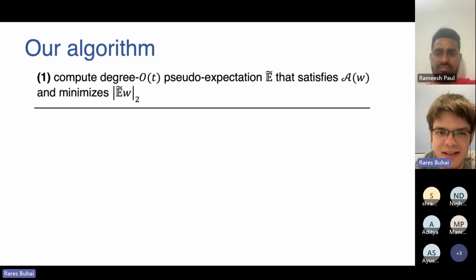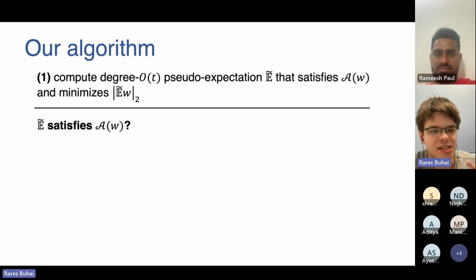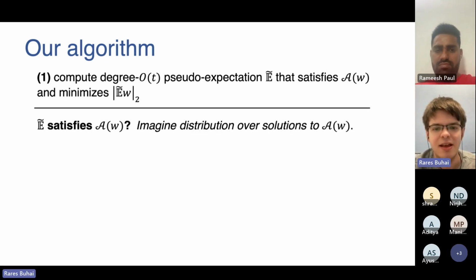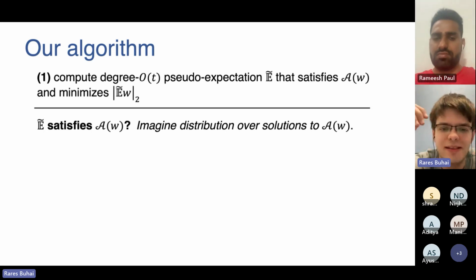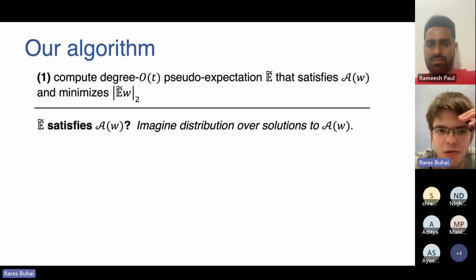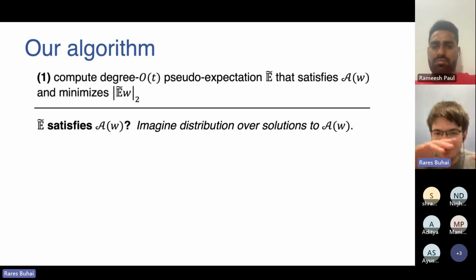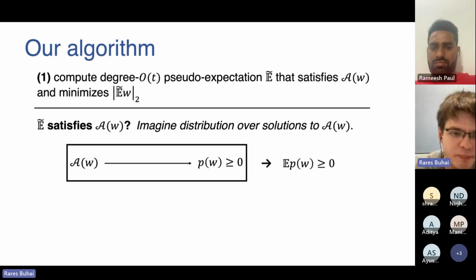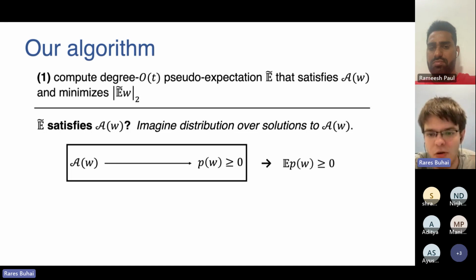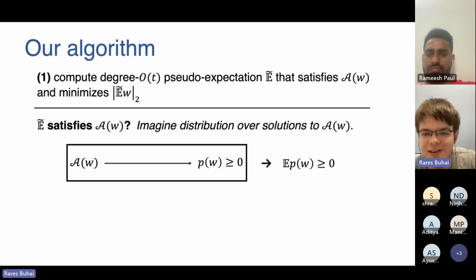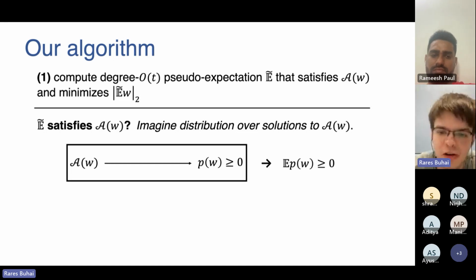So what does it mean that you have the pseudo expectation that satisfies this? First of all, what does it mean that the pseudo expectation satisfies the constraints? Try to imagine first that you can get an actual probability distribution over the solutions to A of W, over the solutions to this quadratic program. Again, this is hard, but suppose that you have such a distribution. Then the following would be true: if the constraints A of W imply, if you can prove from them, that P of W is greater than 0 for some polynomial P, this being some property expressed through a polynomial, then it really means that the real expectation of P of W needs to be greater than 0 if you really have a distribution over solutions. That's because basically every solution needs to have P of W greater than 0, so the expectation of P of W also needs to be greater than 0. So this holds for actual probability distributions.